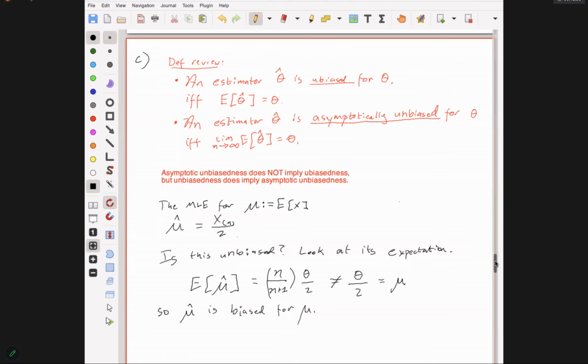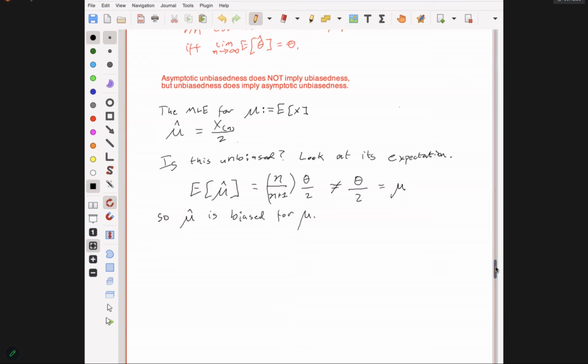And so now the second part of this question is, how can we use this to get an unbiased estimator for mu? What can we do with this?